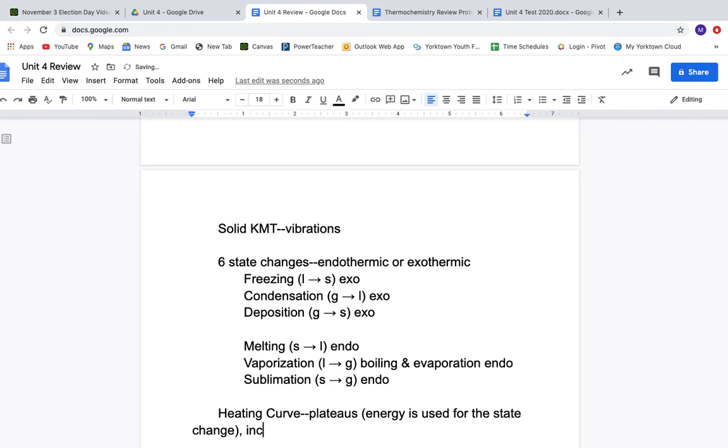And then the increases on the heating curve is the energy speeds up the particles. And remember, temperature is defined as average kinetic energy.